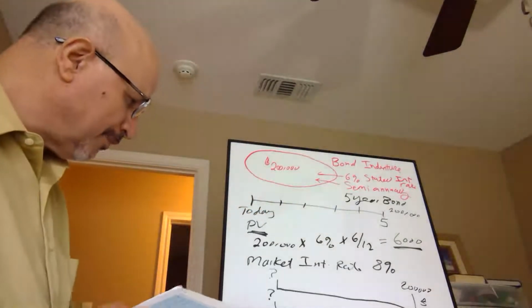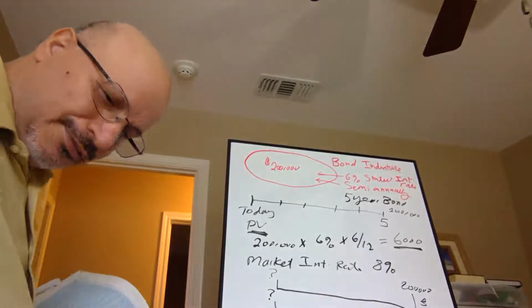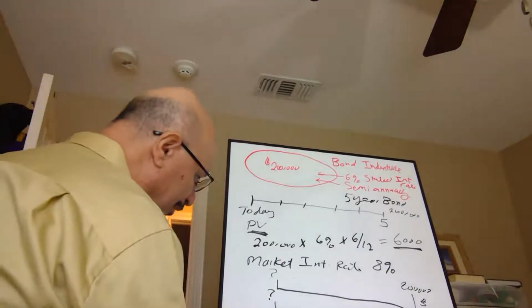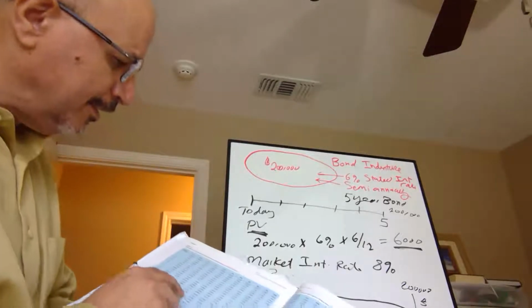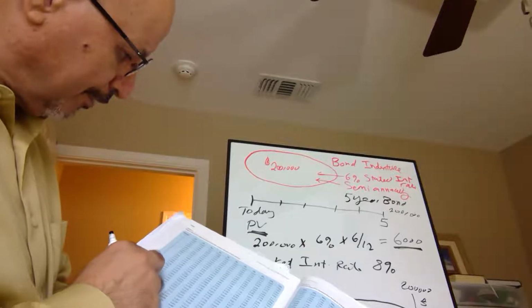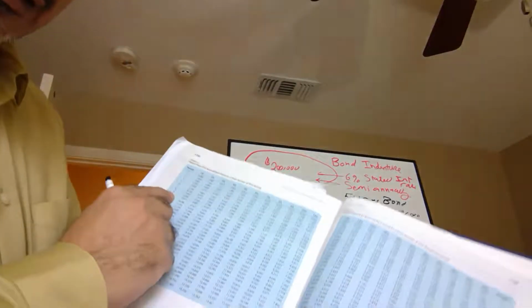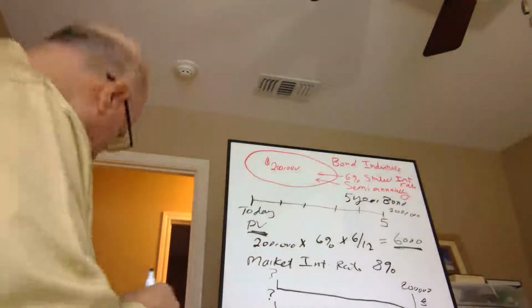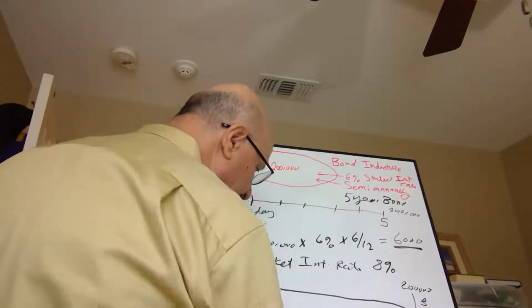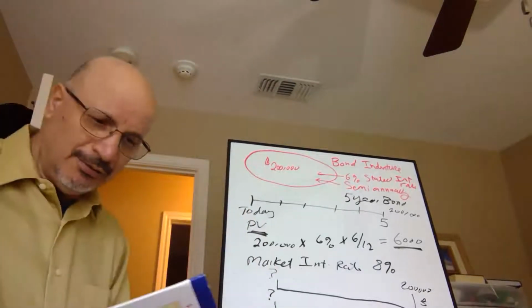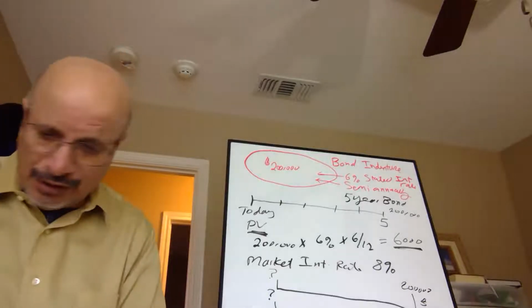So we're going to say 6,000 times, all right, we look at 4% and 10 periods, half of the 8%. The factor is 8.111. So 6,000 times 8.111. Okay, now we find the total of those.